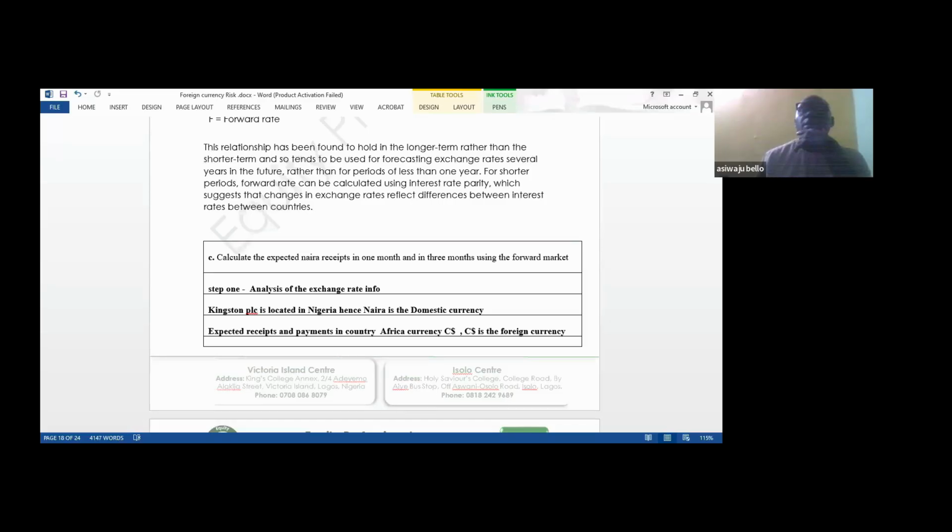Kingston PLC is located in Nigeria. Hence, Naira is the domestic currency. Expected receipt and payments in African countries.